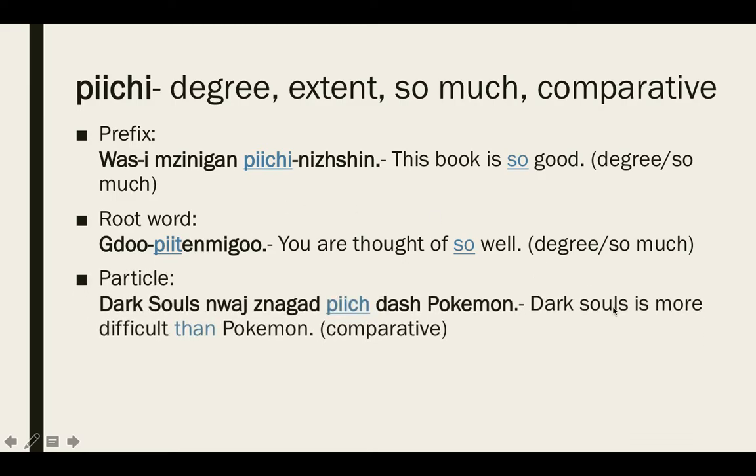Next is a particle version. So Dark Souls Nwach Zanagat Peach Dash Pokemon. So from here, that is translated as Dark Souls, the video game, is more difficult than Pokemon. So we can see Dark Souls, Nwach, more, Znagat, difficult, Peach Dash, Pokemon. So Peach Dash, Pokemon is how we can use it as a comparative particle. And so that's what we use in Nipissing. Other dialects use P dash. And so in Nipissing we use peach.